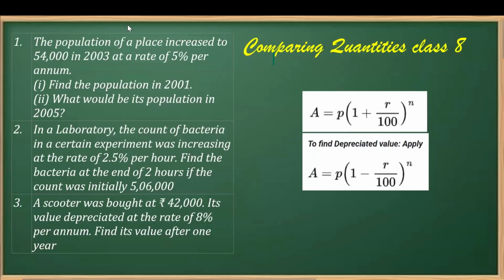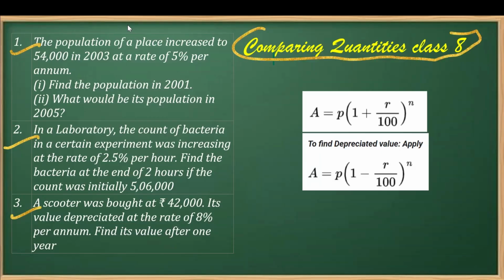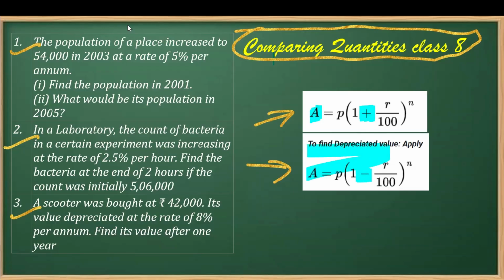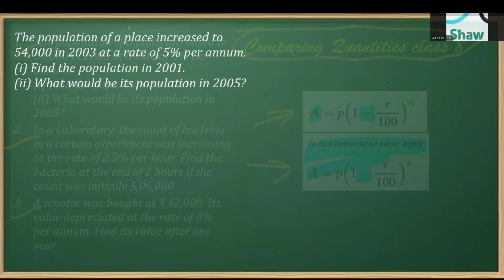In this video, we are going to do these three questions from the chapter Comparing Quantities, class 8. And these two questions are based on these two formulas. That is, in case of increase in rate, could be rate of increase in terms of percentage. We are going to apply this formula in case of depreciation. When the value of things gets depreciated at a certain rate, we'll be applying the second formula. So let's begin with the first question.